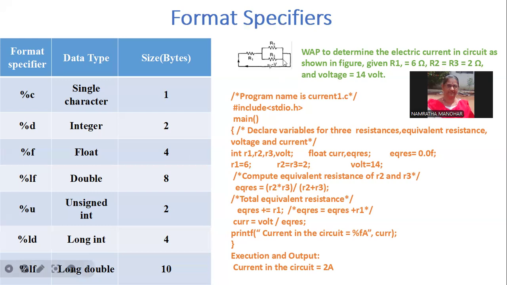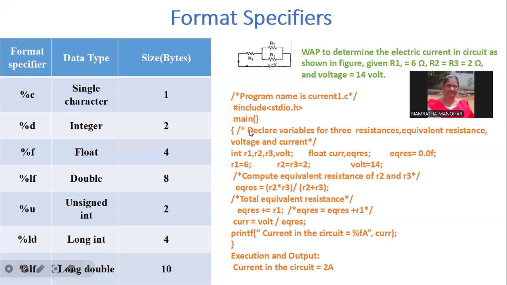So the program name I'm giving here, this is the documentation section given by /* and */. The name of the program is current1.c. That means when I say file save, I'll be storing it with the name current1.c. Now, this is the header file I've invoked, stdio.h. This is the main starting.